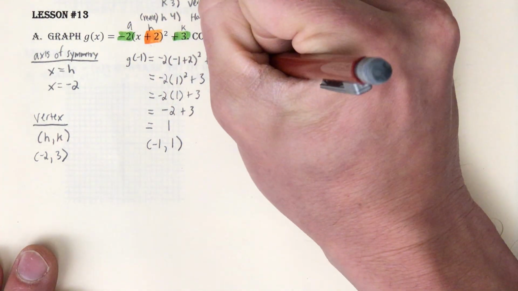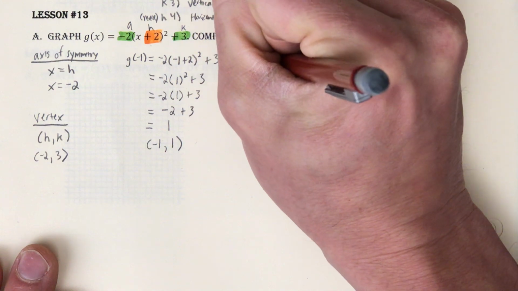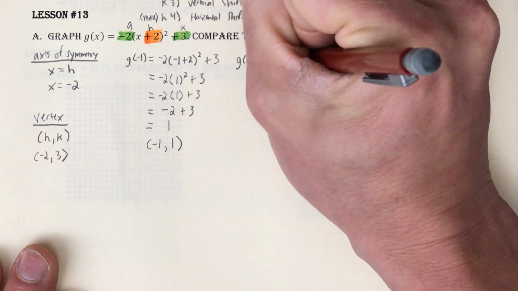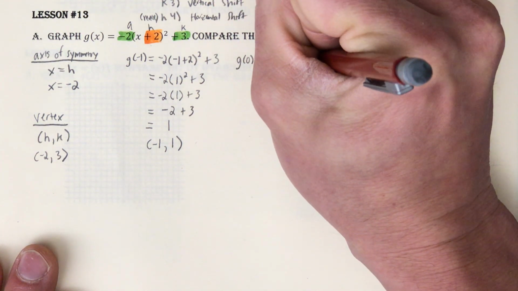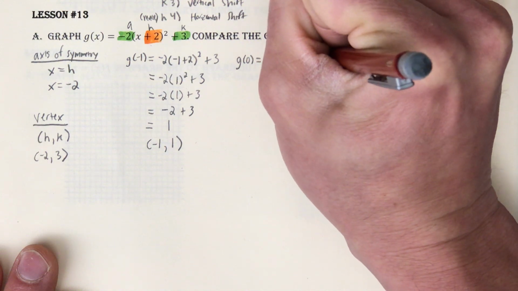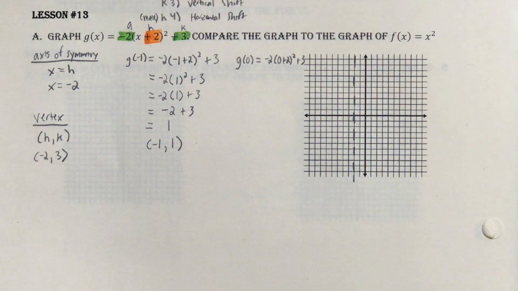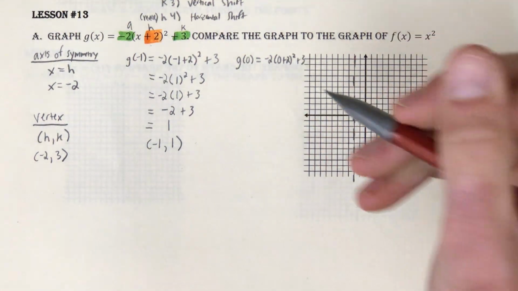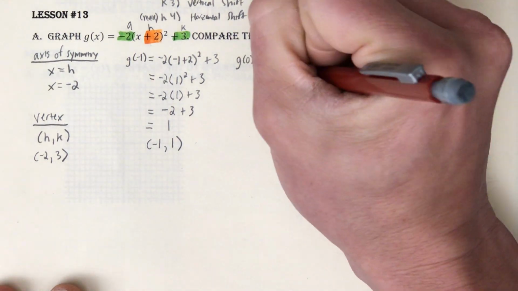So I'm going to plug in 0 now. So g of 0 equals -2 times (0 plus 2) squared plus 3. And then I need to solve it. So again, starting with parentheses, 0 plus 2 is 2.